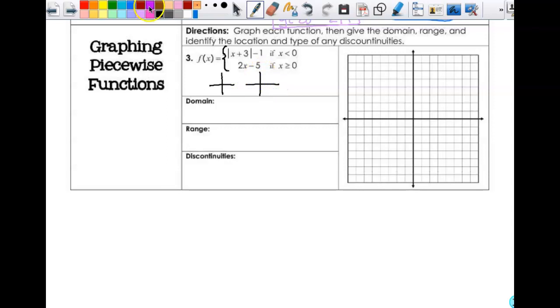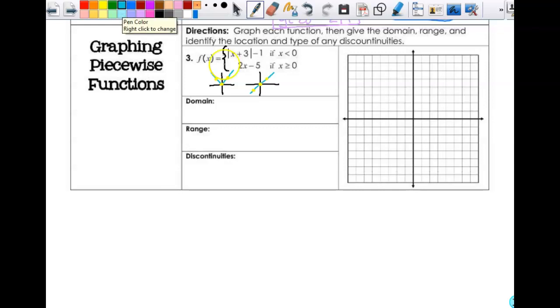I have an absolute value, and I have a linear. My absolute value has 3 anchor points. My linear has 3 also, but chances are pretty good with the lines you won't have to worry about anchor points because you can use your other line graphing skills and it'll work just fine. But what you have to remember is you're not graphing both of these right on top of each other. You're only graphing parts of each one, and you have to figure out which part you need. So we're going to start with the absolute value.